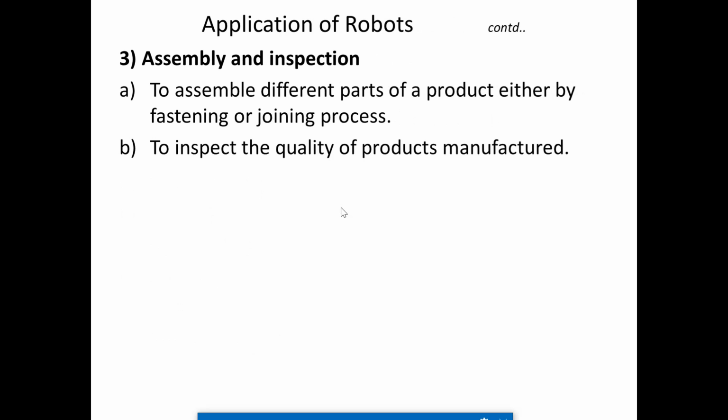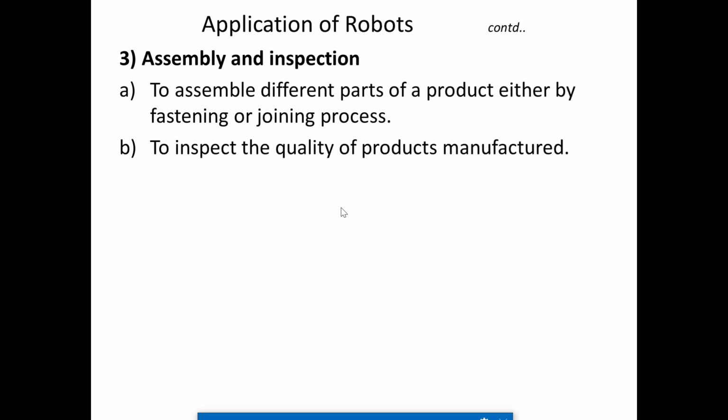Then the third one is assembly and inspection. To assemble different parts of a product either by fastening or joining process. Suppose there are different individual parts, and we need to assemble them. We are going to program a robot, and it is going to take all the parts and assemble them. So different parts it is going to assemble into a product, and it is going to fasten them or join the elements. So that is the assembly process.